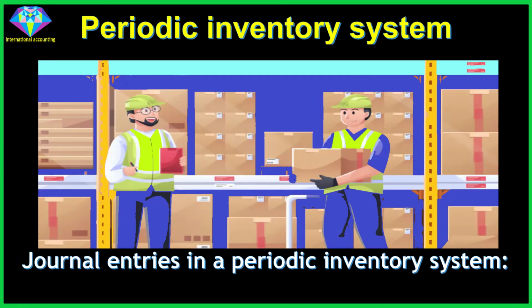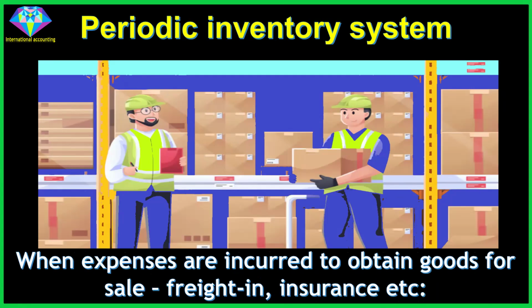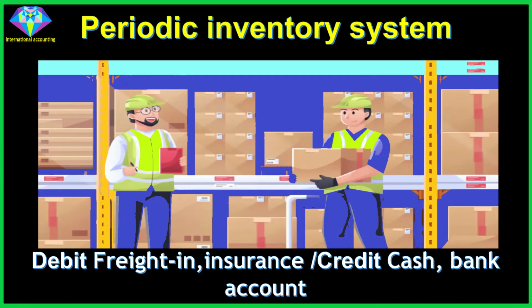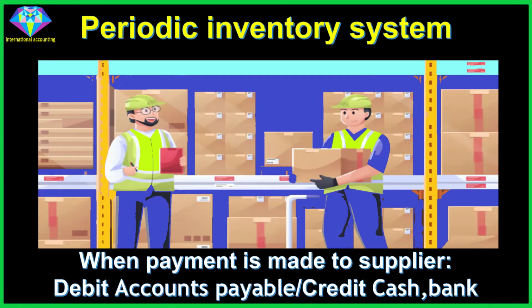Journal entries in a periodic inventory system. When goods are purchased from supplier, debit purchases, credit accounts payable. When expenses are incurred to obtain goods for sale, freight in, insurance, etc., debit freight in, insurance, credit cash, bank account. When goods are returned to supplier, debit accounts payable, credit purchases returns. When payment is made to supplier, debit accounts payable, credit cash, bank.